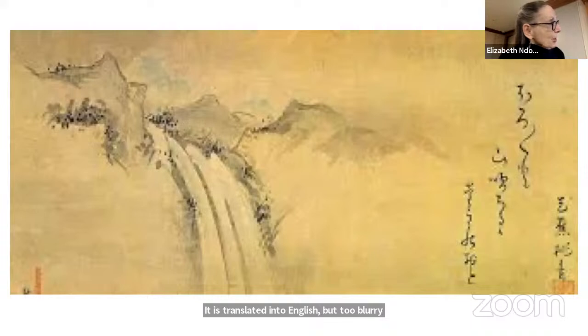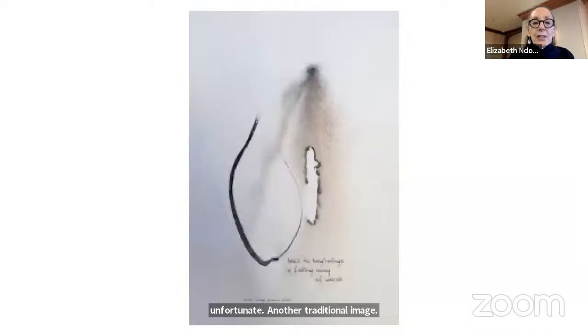Another traditional image, mountains and a waterfall. And I think this one's exquisite. So this is a modern piece. I wish I knew what the poem said, but I do not.